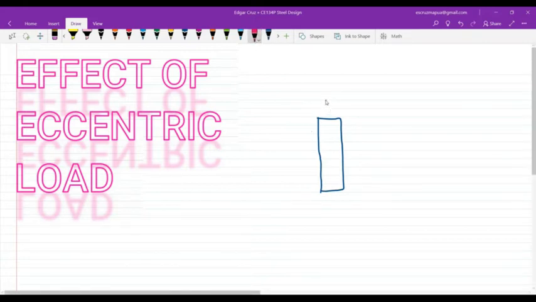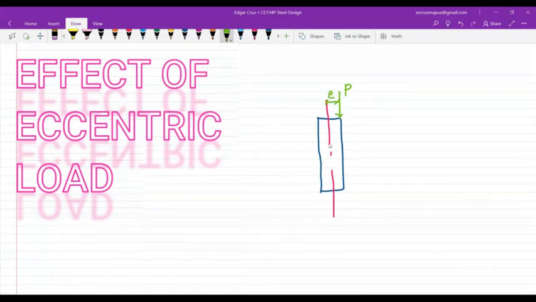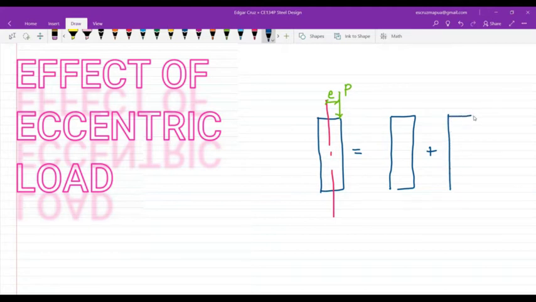tapos ito yung axis niya, tapos kunwari ito yung load, say P, with a distance of E, eccentricity E, measured from the center of gravity or of the centroid, 'di ba, this could be analyzed by subdividing the effect of the eccentric load. So how? 'Di ba, I could just copy this load P and put it at the center of gravity, say here. Lagay ko sa centroid P. Tapos kontrahin ko siya ng the same magnitude of P.